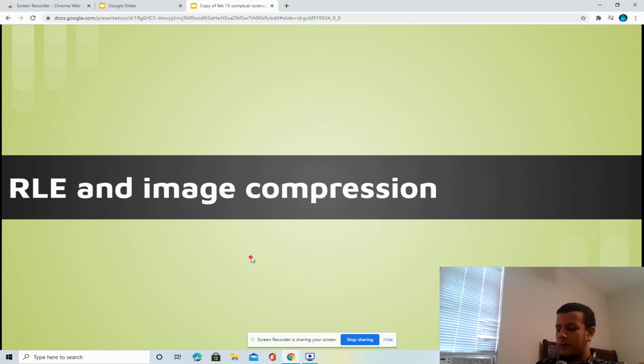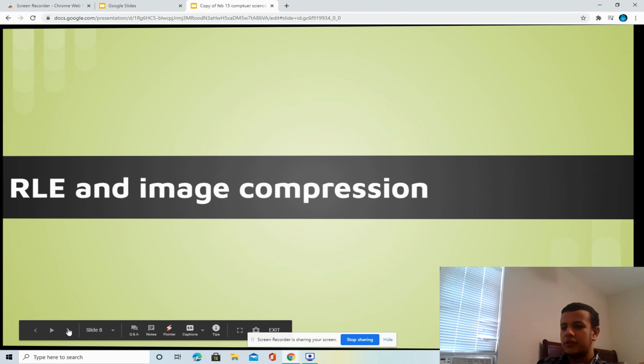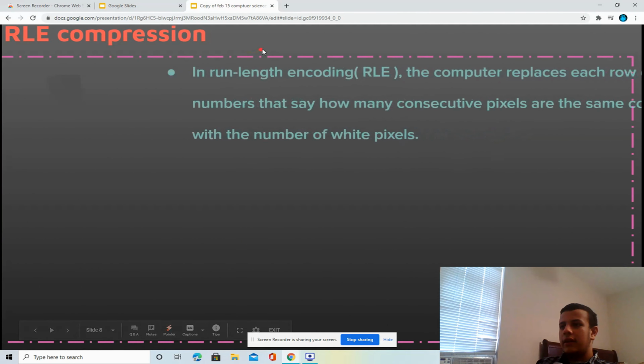So we were looking at repeated pixels. If it had 2 white repeating pixels, we changed it to 1. We just remembered how many times the white pixels repeated and how many times the colored pixels repeated. That was called run length encoding, and this was image compression. You can look at the last lesson for details.